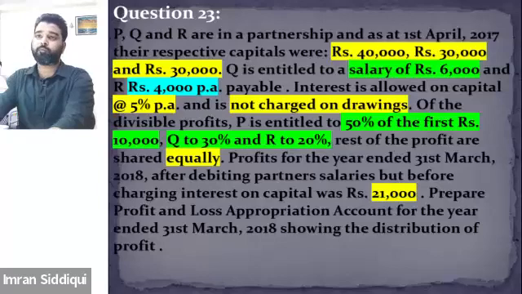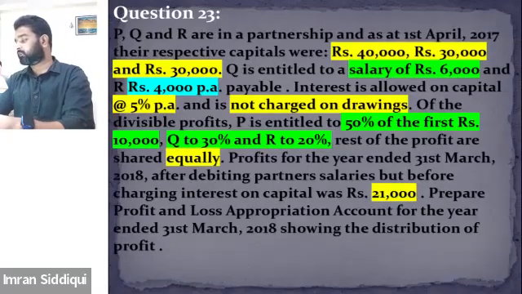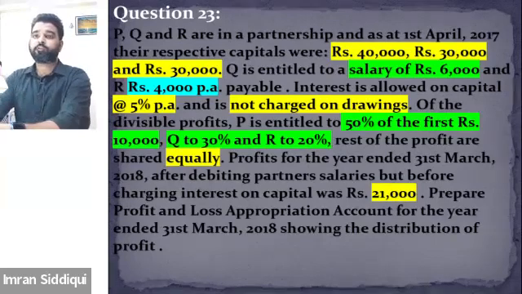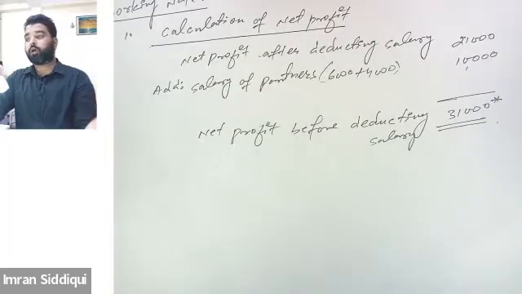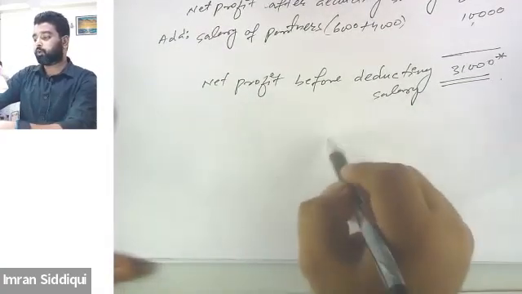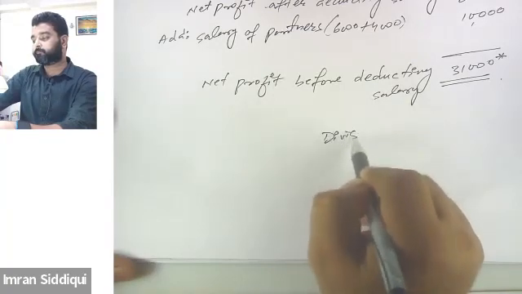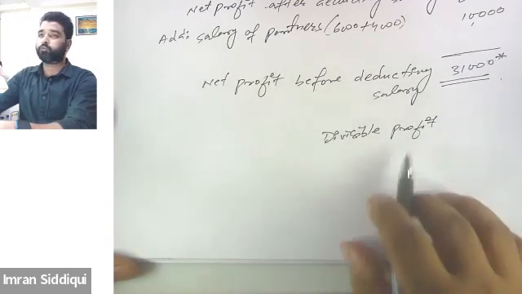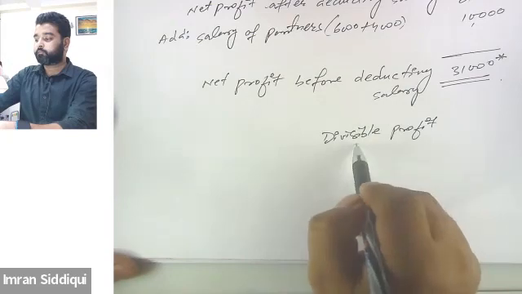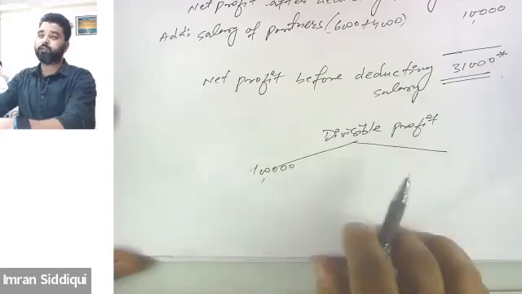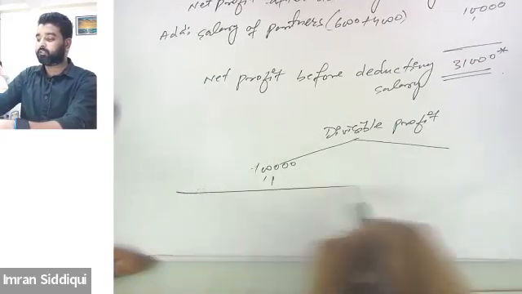Now, this is very, very important, and I think you might be getting confused in this statement. So let me explain this. The question is saying that out of the divisible profit, whatever divisible profit we receive, the first 10,000 of the divisible profit will be allocated among the partners in this ratio.